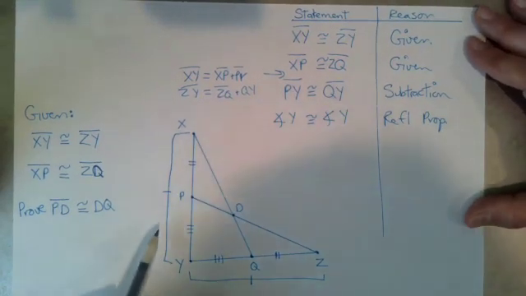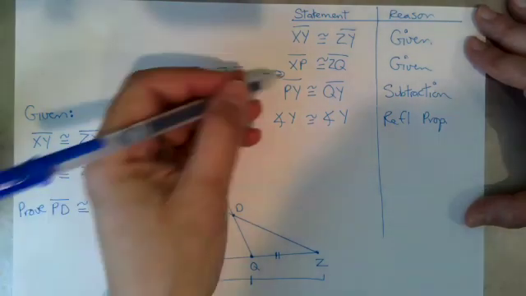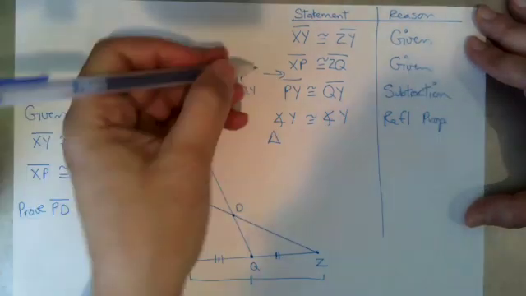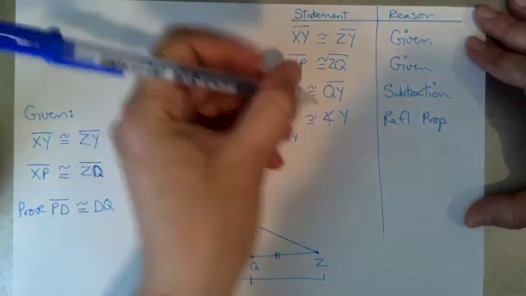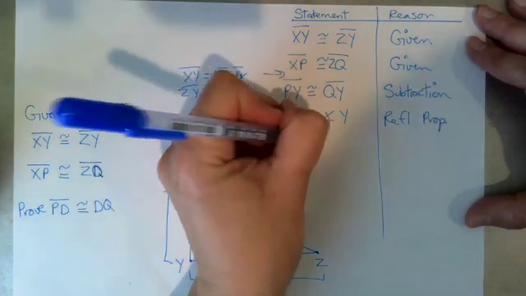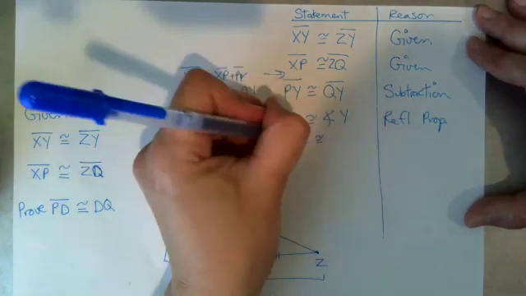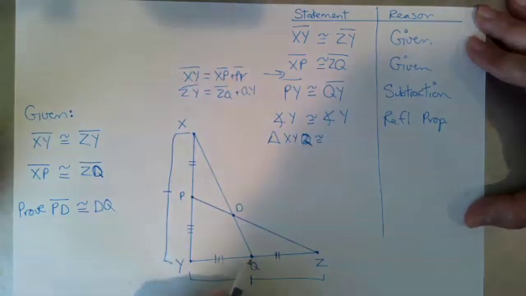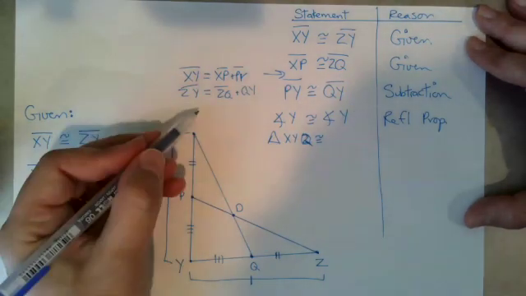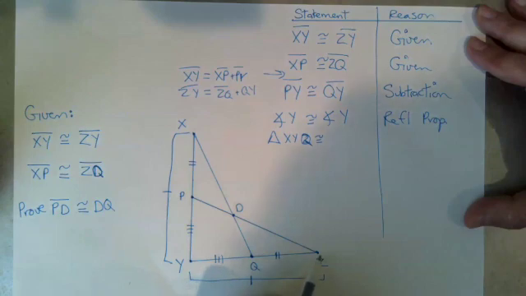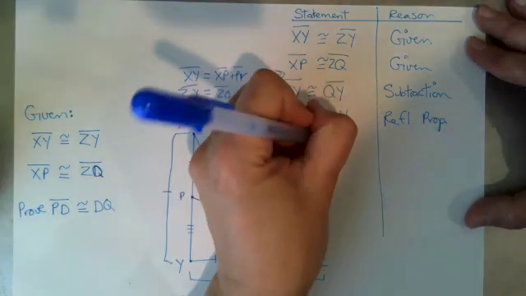Okay, so now we're ready to state that triangle XYZ is congruent. No, that was wrong. XYQ, excuse me, we're only going that far. XYQ. And now we want to set it up the same way. So that would be ZYP.